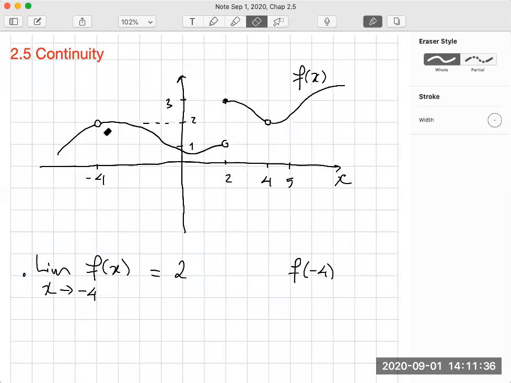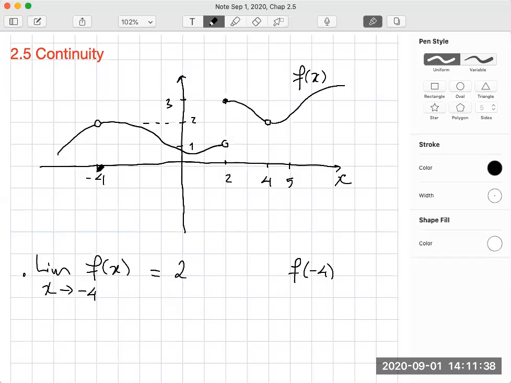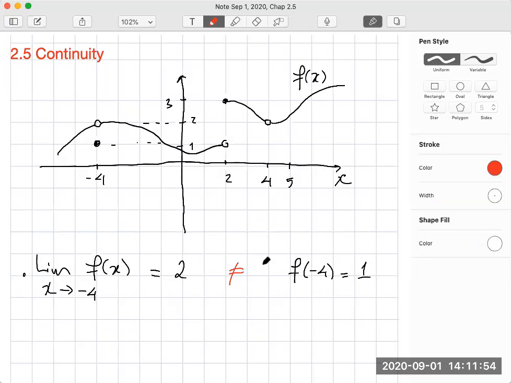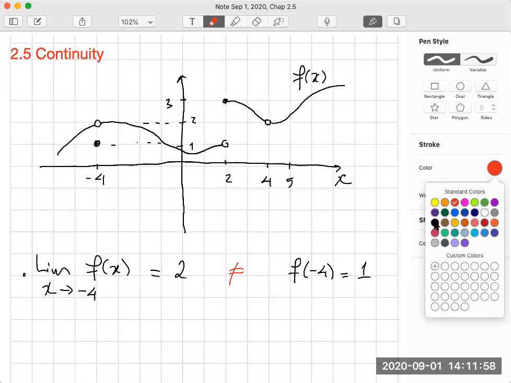Oh, it's not defined here, right? Because at -4 we don't know yet. But let me just put one more point right here, the solid point here. It means that f of -4 is 1, right? And look at this. The limit of this is not the value of this. Different.